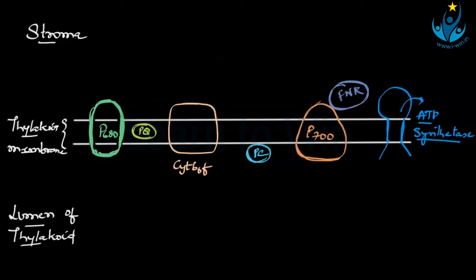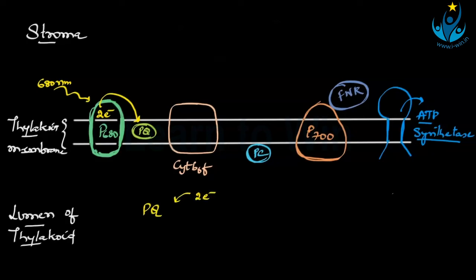Okay, so now everything begins with the non-cyclic phosphorylation when sunlight of 680 nanometers lands on the reaction center P680. As a result, there will be excitation of electrons. Now, how many electrons? We have seen that a pair of electrons get excited. So this pair of electrons moves from the P680 to plastoquinone. Plastoquinone now receives 2 electrons.